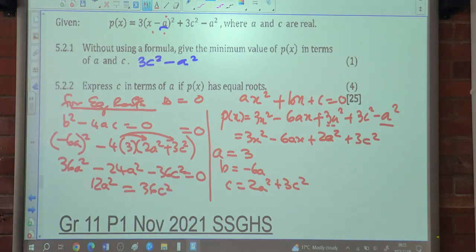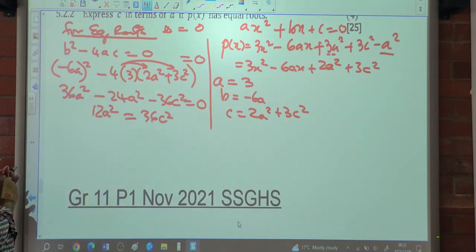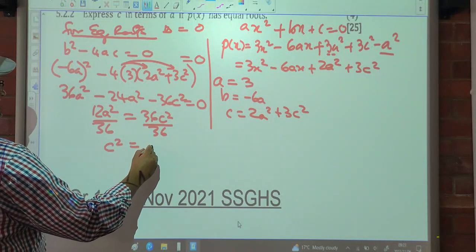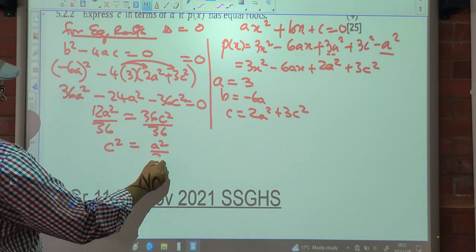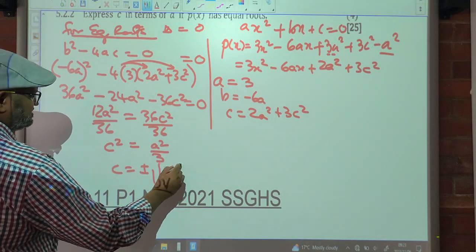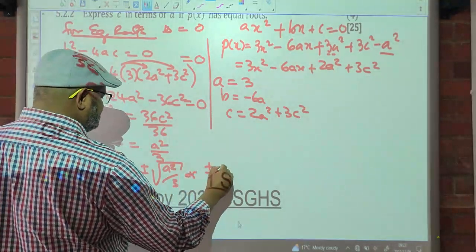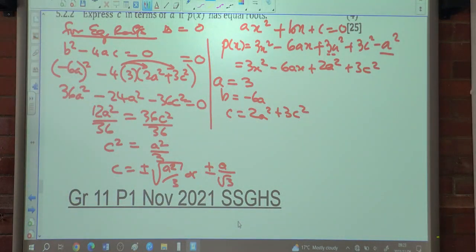So what's the question? Express c in terms of a. Okay? So you must make c the subject of the formula. So I divide by 36 both sides. So c squared is equal to a squared over 3. The square root thereof is plus minus the square root of a squared over 3, or plus minus a over the root of 3, or plus minus the root of 3a over 3. Is that correct?